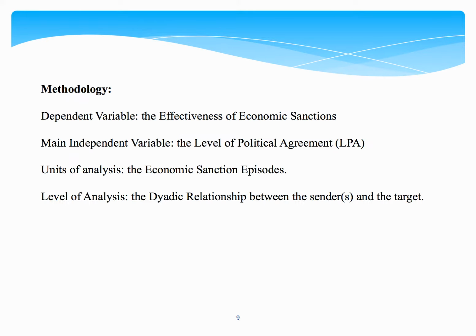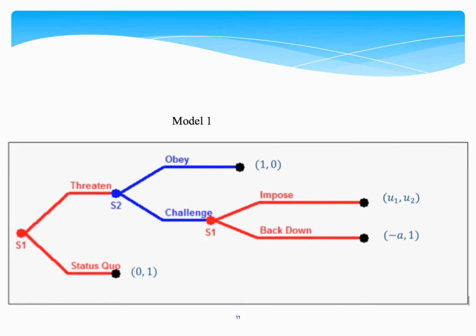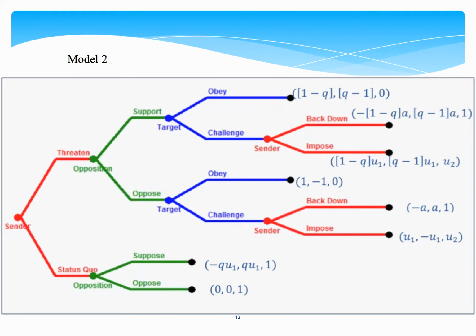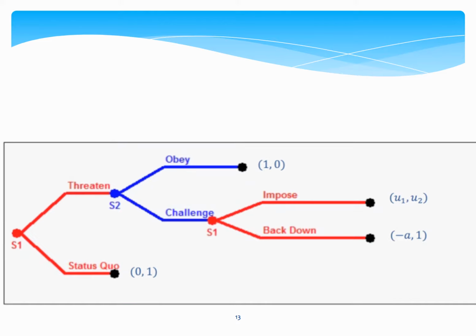Here I use formal modeling, and I have two main models. One is the model without opposition, and the second model is with the opposition. And here green colors shows the opposition decisions in the game tree. And in the first model, I have two main players, S1 and S2. S1 is the sender, and S2 is the target state. And those are the hypotheses.